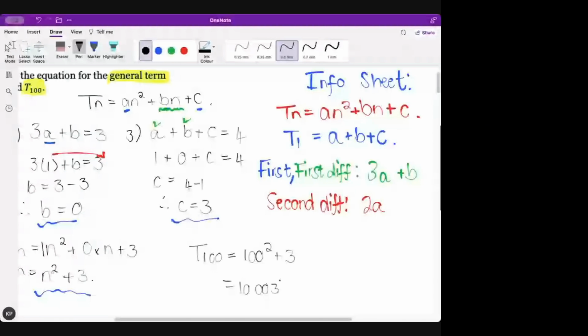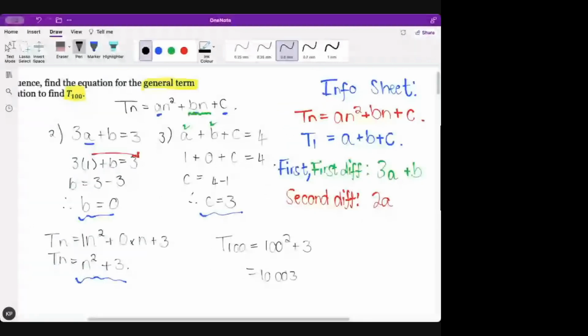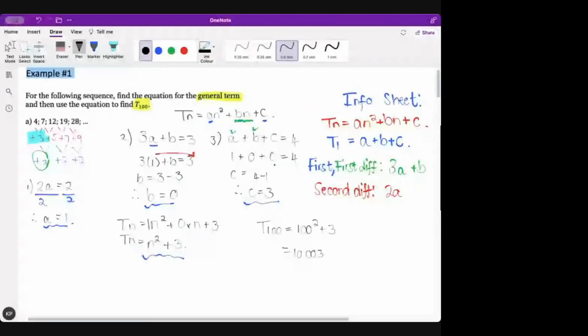10,003. There we go. Okay, let me zoom out in case someone wants to take a screenshot of this whole question, and then I will follow the request for another example.